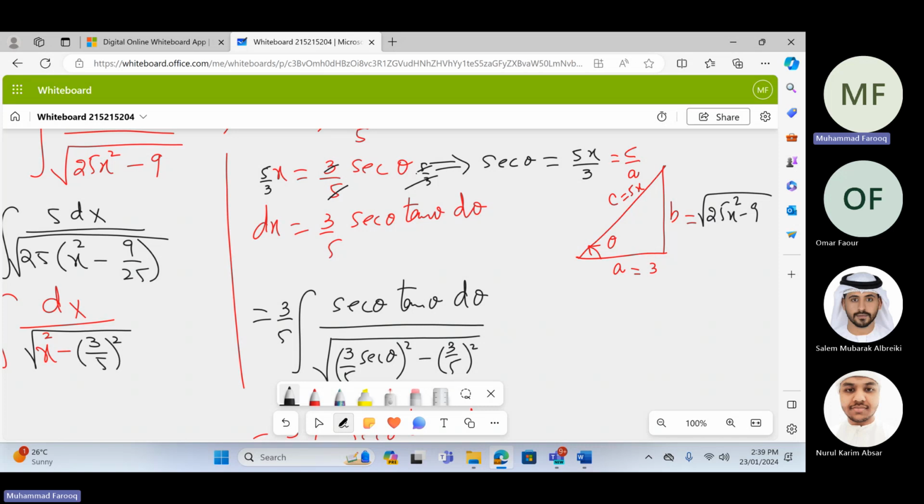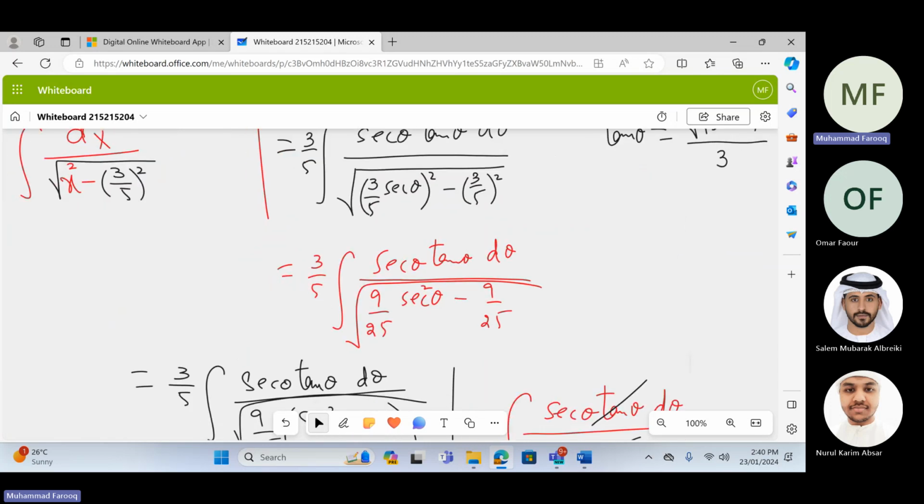Now you have a completed right angle triangle. Which function do you need, by the way? Tangent. So the tangent rule is B over A. Tangent theta is basically B, which is the square root of 25x squared minus 9, divided by A, which is 3. So we got the tangent value also. So secant is 5x by 3 and tangent is this one. Please now copy the last answer.